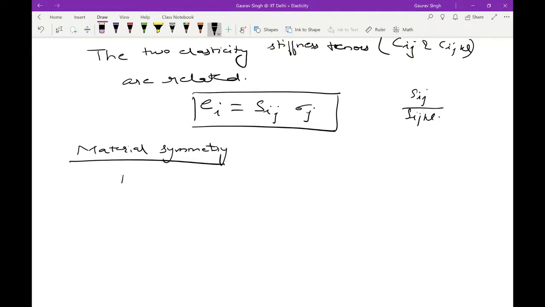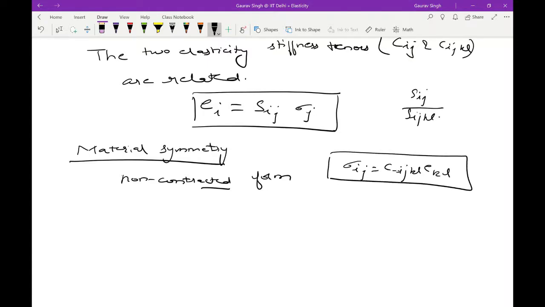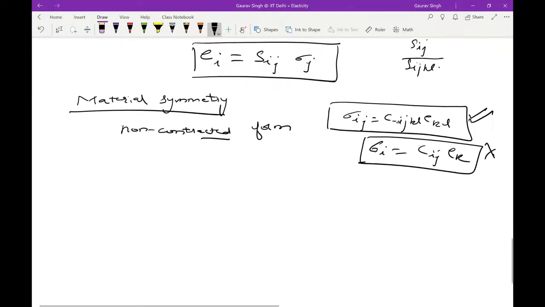We will use the non-contracted form over here, because it is easy to apply the transformation laws. Non-contracted form is essentially this one: sigma ij dash is equal to Cijkl dash. So we are not using the contracted form, just because applying this transformation law is easier in this form.